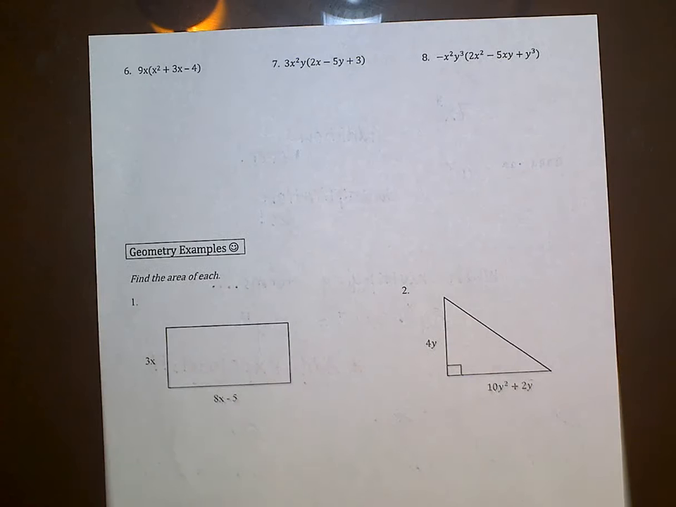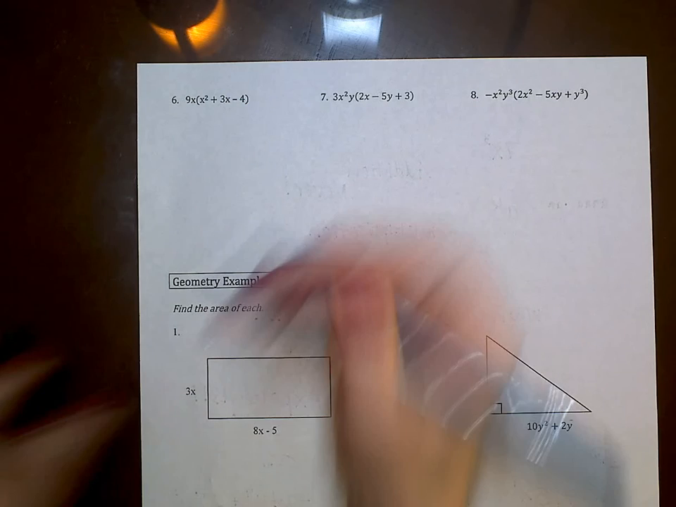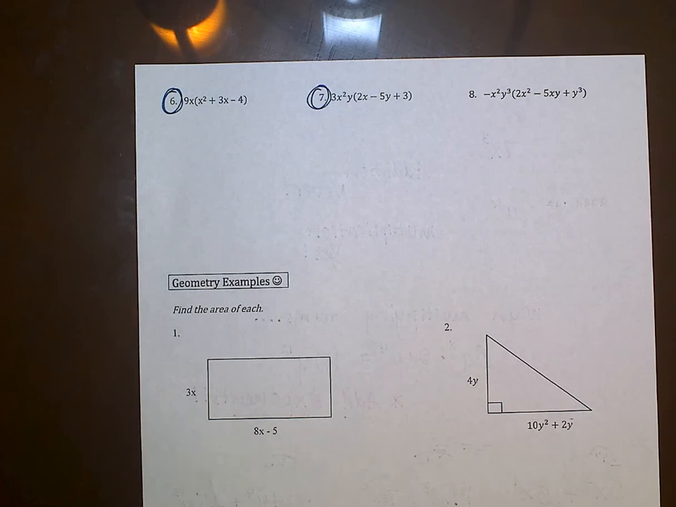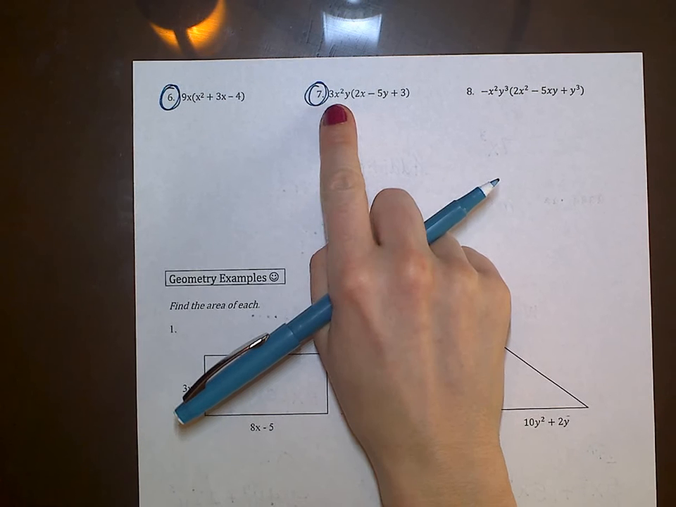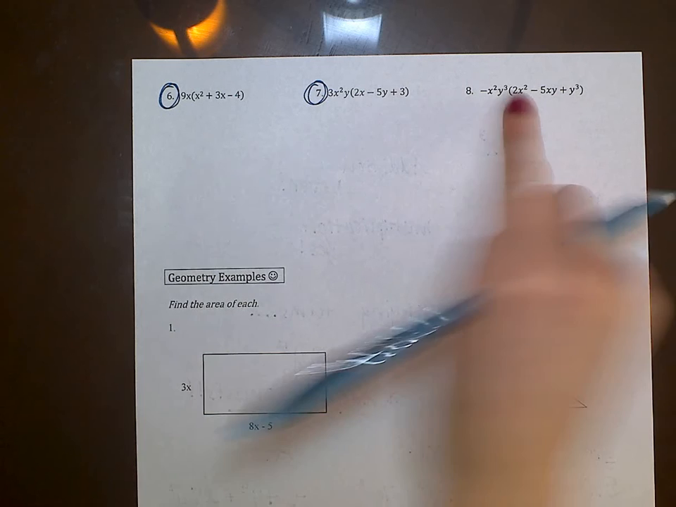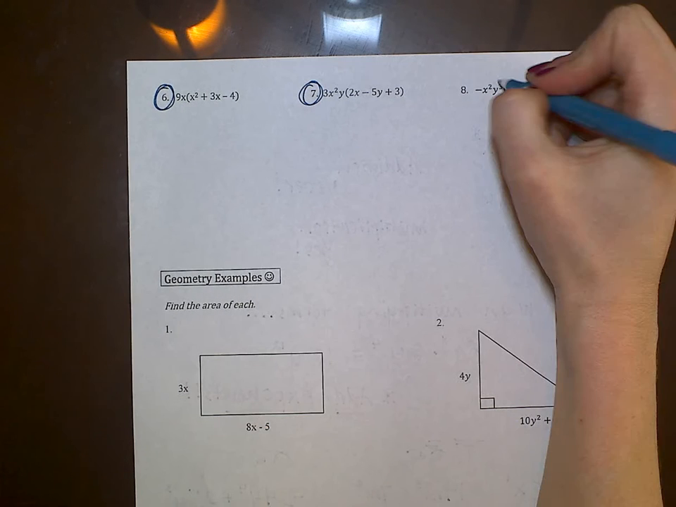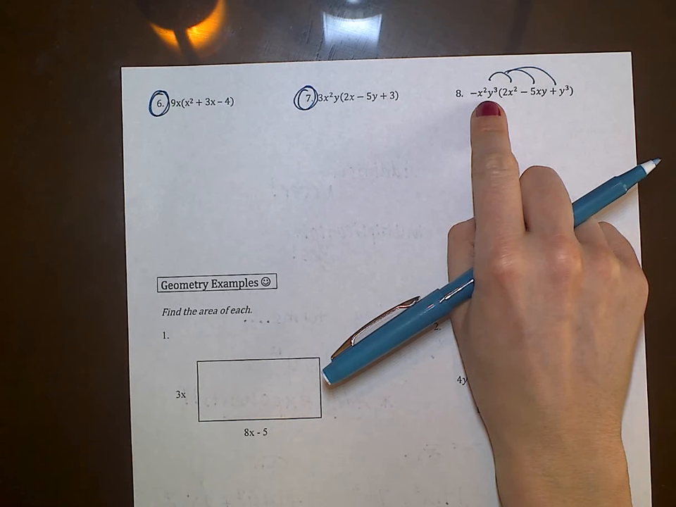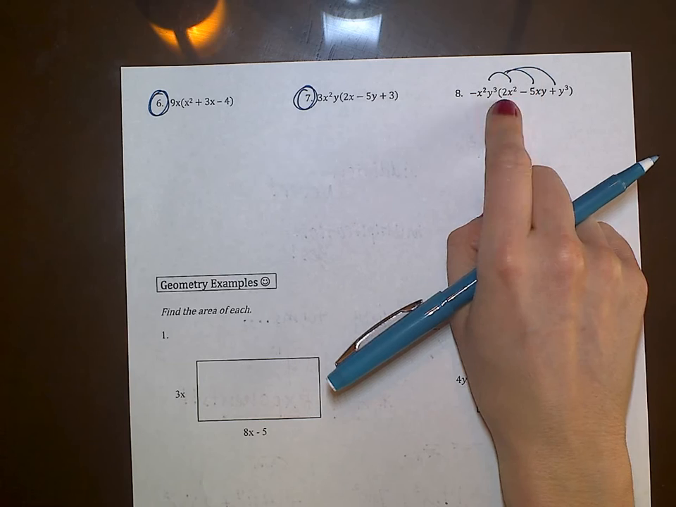All right, I want you guys to try the next two. Honestly, they're all very similar. If you notice though, number 7 has x's and y's, so maybe you want to watch me do number 8 before you go and do number 7. You're still distributing this monomial out front. You're just multiplying. Be careful though. So take it one piece at a time.